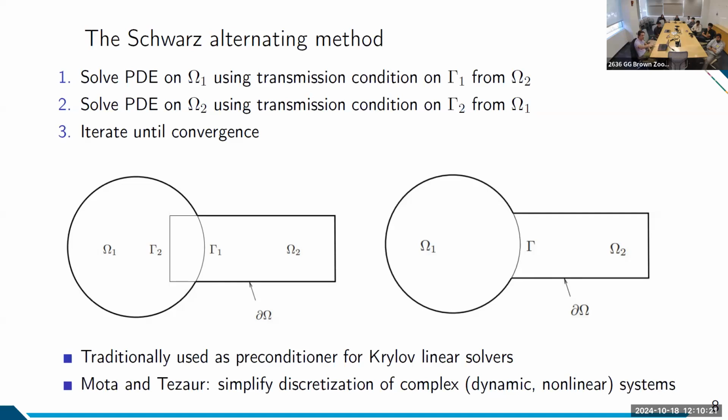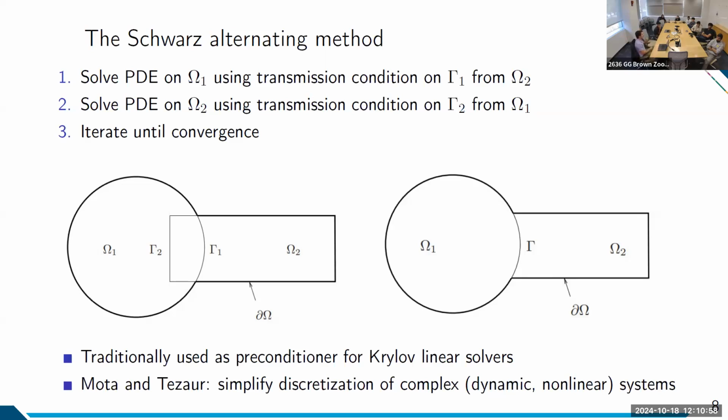So on here you have omega 1, which is a circle, and omega 2, which is a rectangle. And you can simulate your governing PDEs on each subdomain separately. And then you will have some sort of coupling step where you transmit boundary conditions from one subdomain to the boundary on the other subdomain. And then you'll just iteratively solve on these subdomains until you reach some sort of specified convergence criteria. And in the past, this has typically been used as a preconditioner for iterative Krylov solvers.